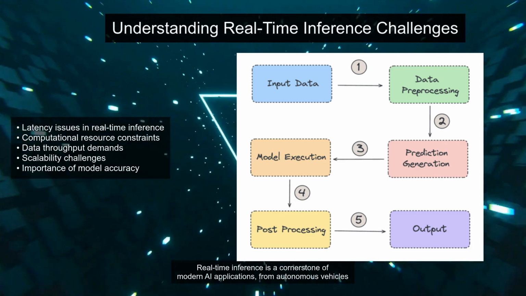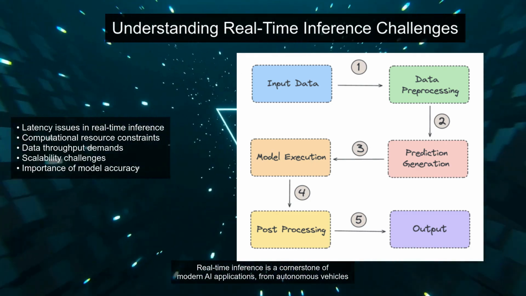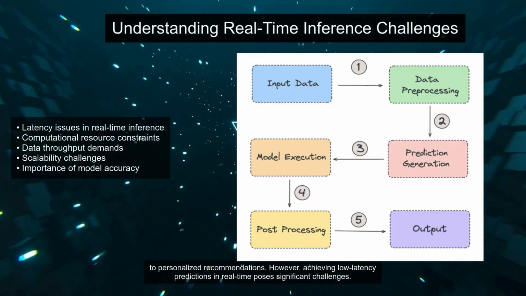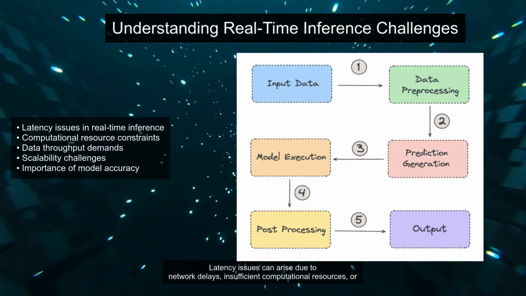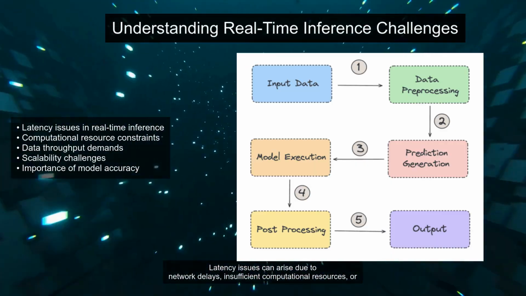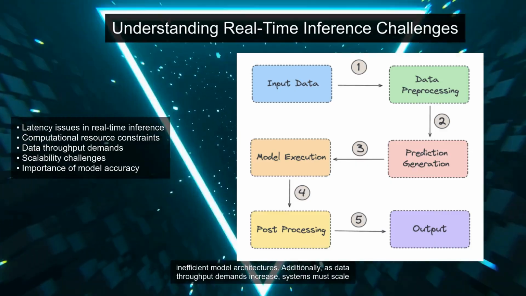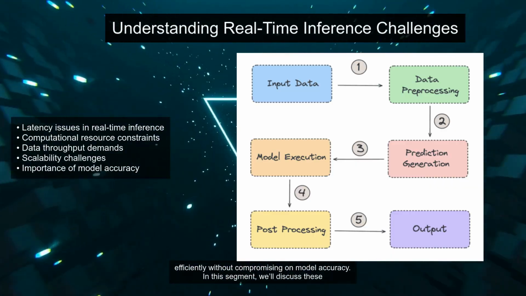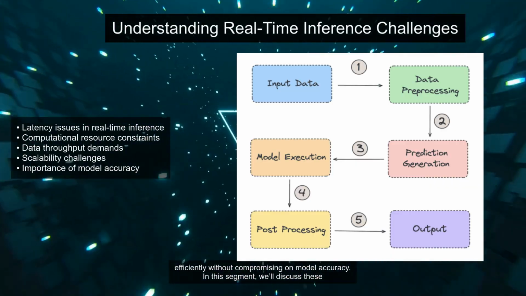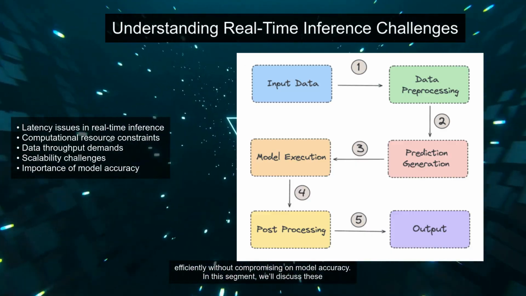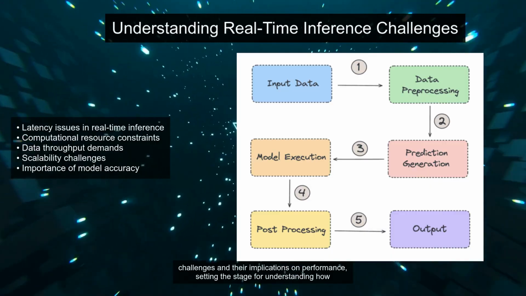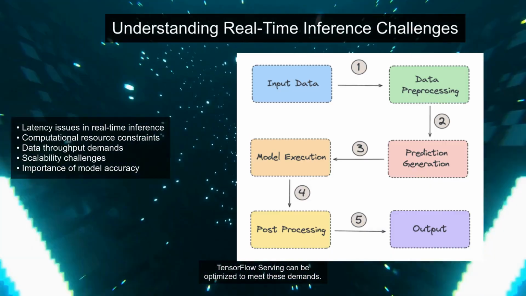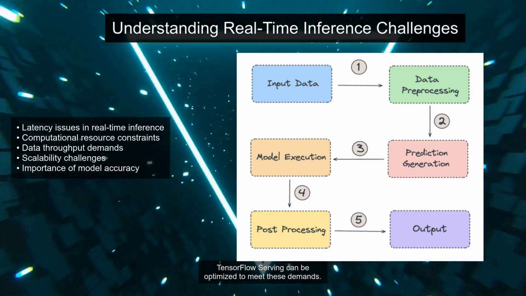Real-time inference is a cornerstone of modern AI applications, from autonomous vehicles to personalized recommendations. However, achieving low latency predictions in real-time poses significant challenges. Latency issues can arise due to network delays, insufficient computational resources, or inefficient model architectures. Additionally, as data throughput demands increase, systems must scale efficiently without compromising on model accuracy. In this segment, we'll discuss these challenges and their implications on performance, setting the stage for understanding how TensorFlow Serving can be optimized to meet these demands.